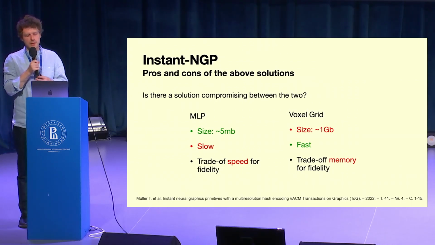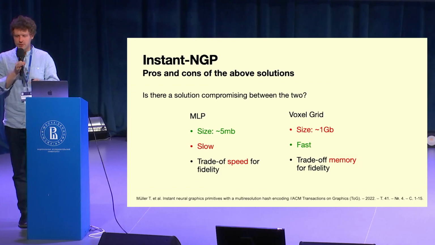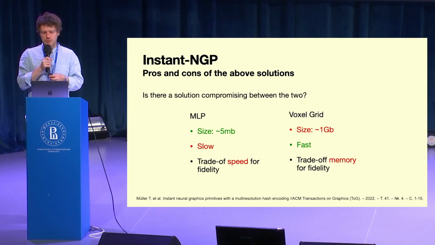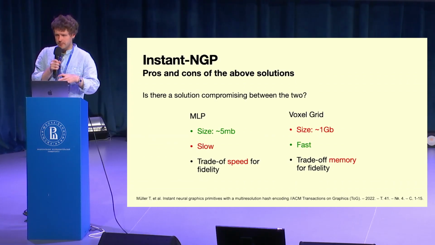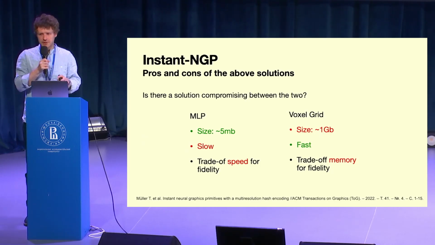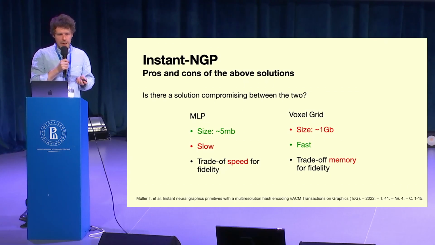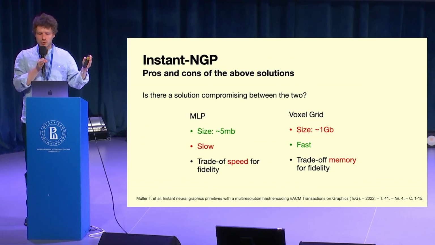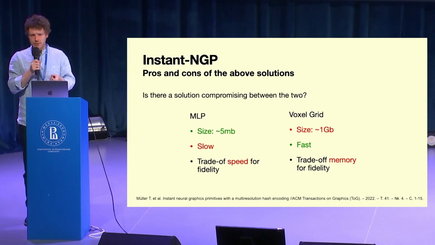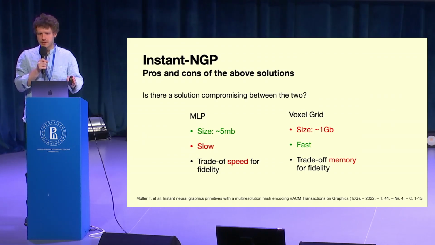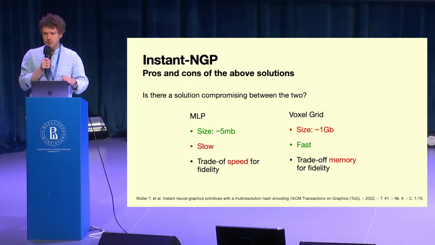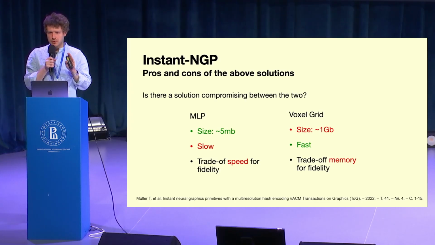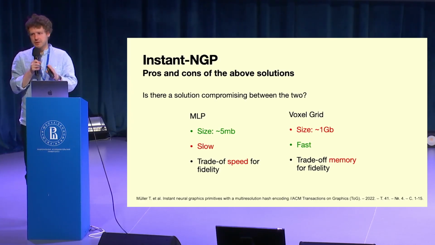And another solution that I described is using naive volumetric grids or hybrid volumetric grids that take gigabytes of memory of your computer, but they are extremely fast in processing and rendering. And the trade-off here is between the memory that we use to store volumetric grids and the rendering fidelity. So in order to obtain high fidelity reconstructions, we have to sacrifice memory. So is there a solution which compromises those two features? And it turns out, yes, there is.